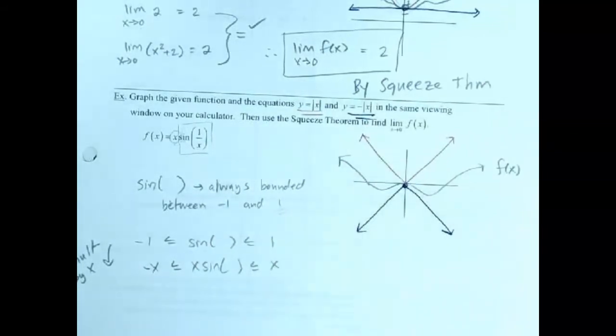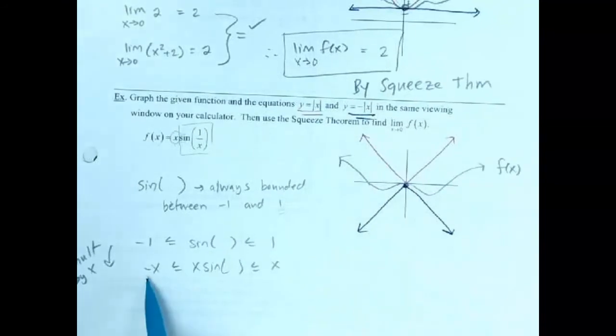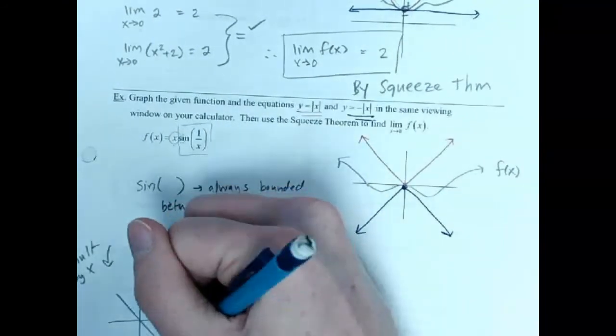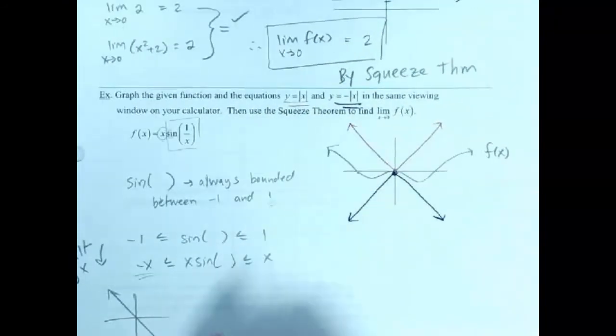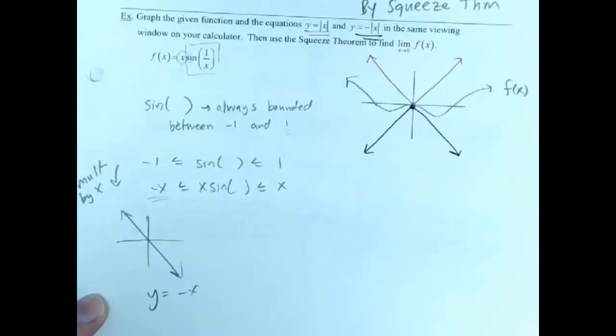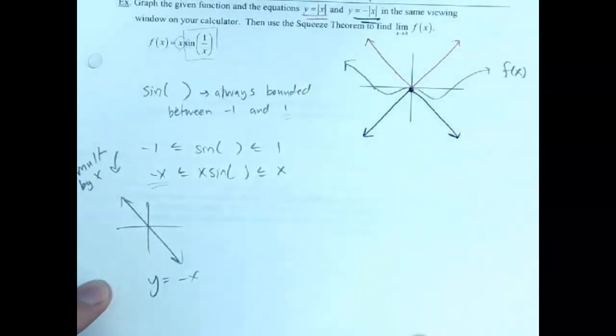So now I have this. Now this function ends up looking like this, right? That's your y equals -x. Oops, it's off the screen. That's my bad. I'm sorry. I should check the screen more often.